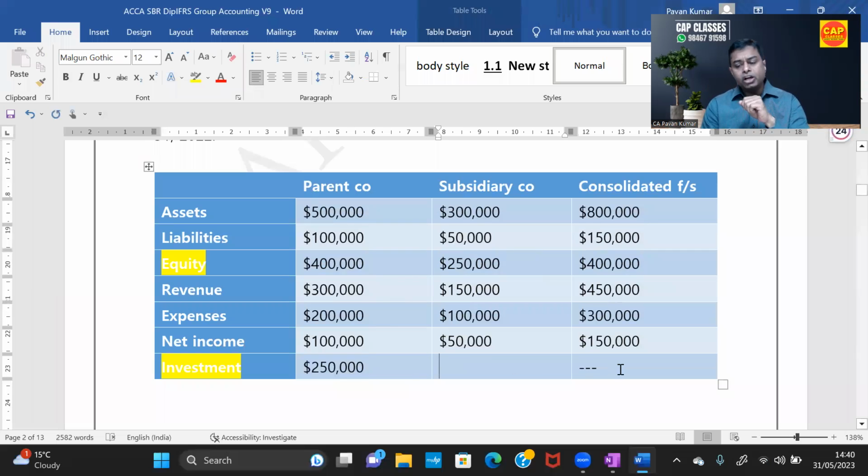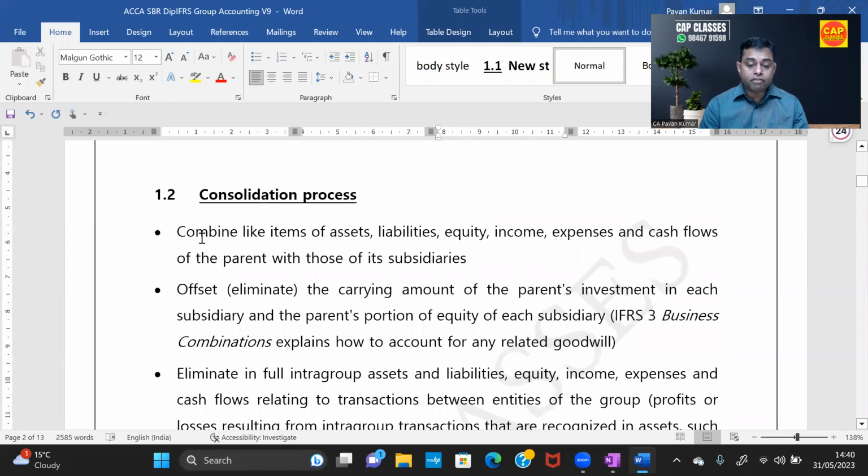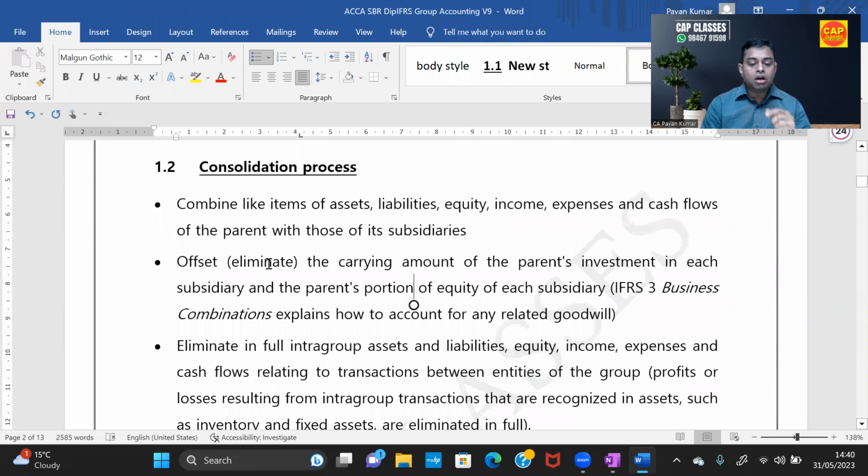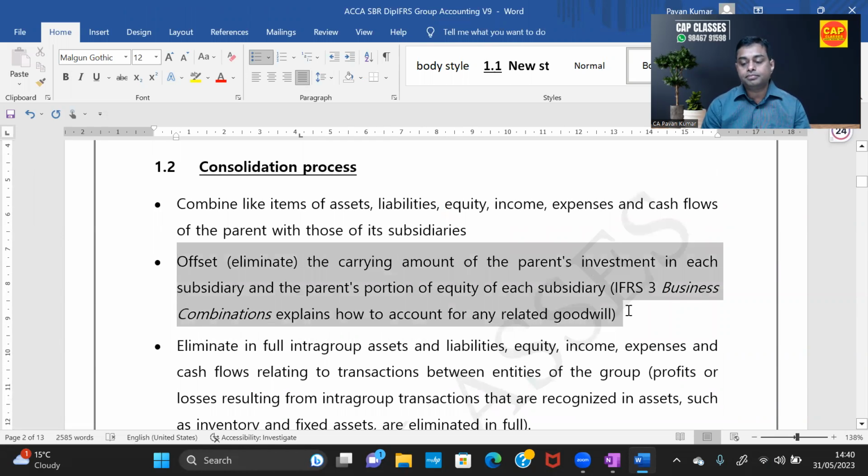250 plus 0 should be 250. Why is it 0? All the other lines are based on bullet point 1, combine line items. These two lines are based on this one.